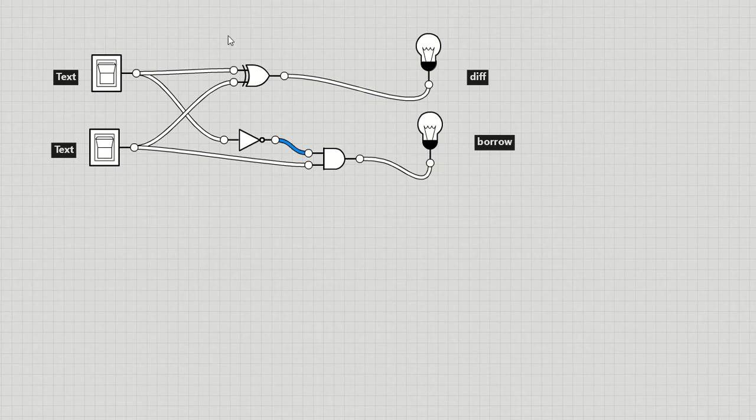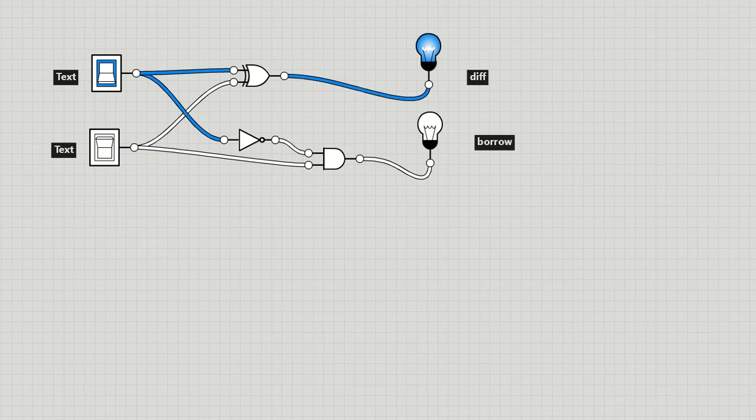Now the circuit is designed as per the truth table. We give the value 0, 0 as input: difference 0 and borrow 0. 0, 1 is the input: difference and borrow both are 1. 1, 1 is the input: both difference and borrow are 0. If 1, 0 is the input, difference is 1 only, borrow is 0.